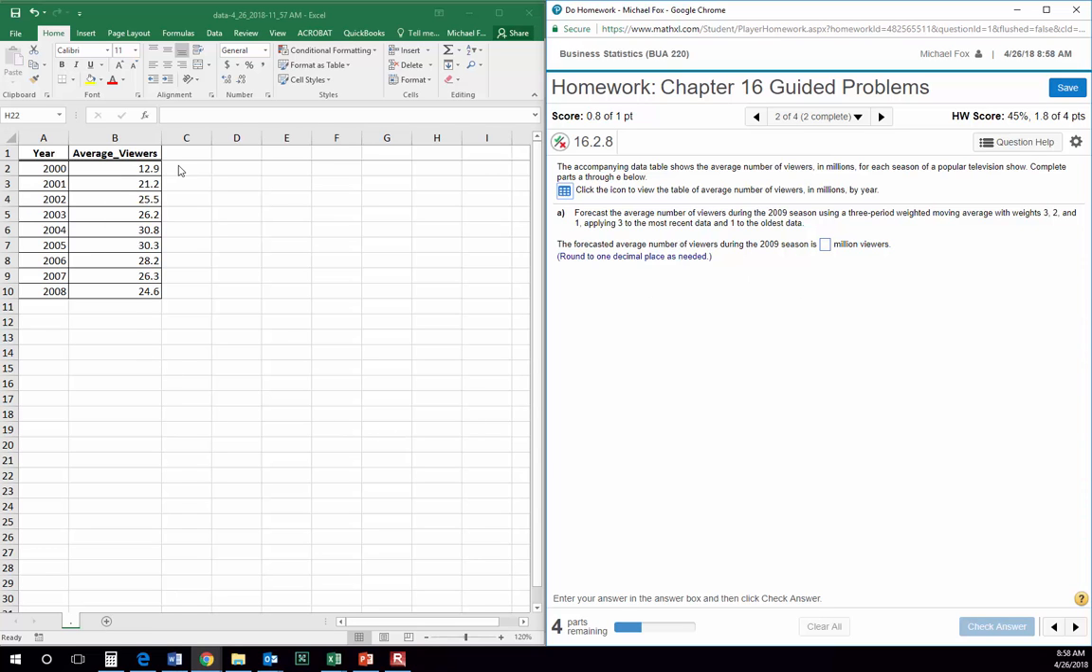So again, we can't forecast until the 4th season because we need 3 previous seasons of data to do that forecast. Whoops. Trying to talk and type at the same time. So for a weighted moving average, you can see the table on page 775. And it looks just like the ones we've already used. So forecasting error and absolute forecasting error.